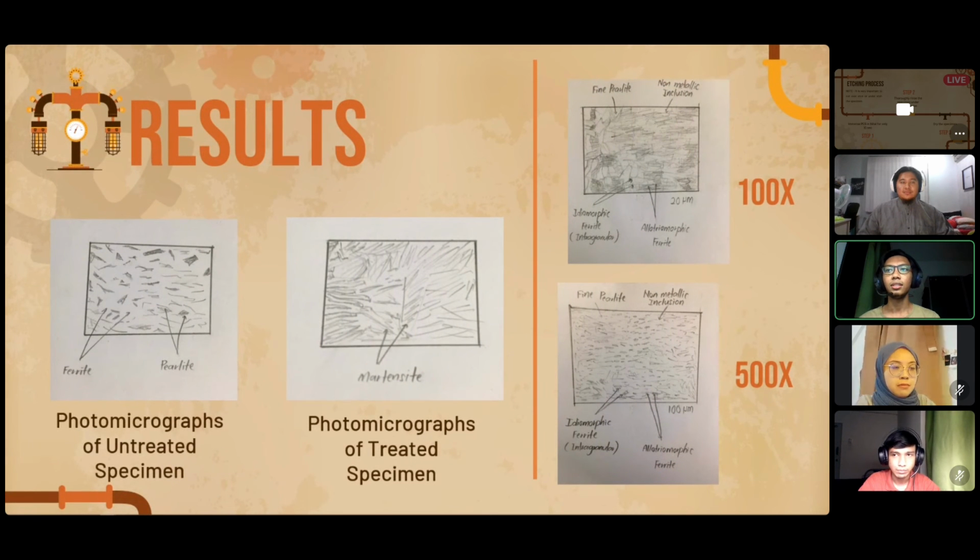So this is the result. Photomicrograph of untreated specimen and photomicrograph of treated specimen. And on the right, this is 100 times and 500 times.